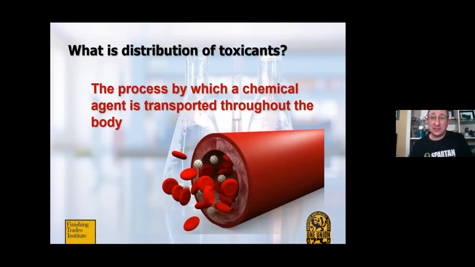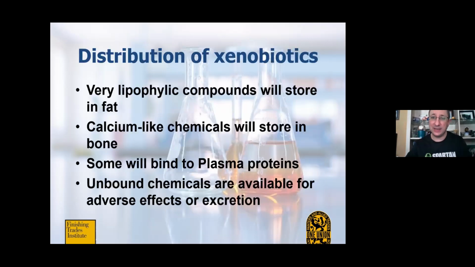So the distribution of toxicants, we already talked about this. It's a process by which it goes through our body and hopefully finding its way out. Again, very lipophilic or fat-loving compounds are going to store in fat or other target organs that are fatty tissues. Calcium-like ones like lead, cadmium, these things will store in bone. Some will bind to the plasma proteins, so that liquid part of our blood, the proteins that are in there, they might stick around there. And then unbound chemicals are available to do adverse effects if they're not excreted.